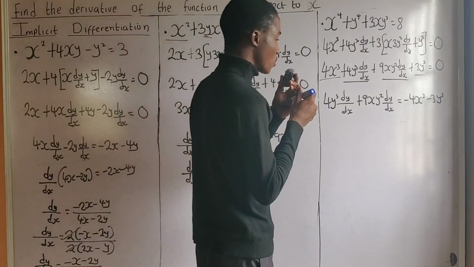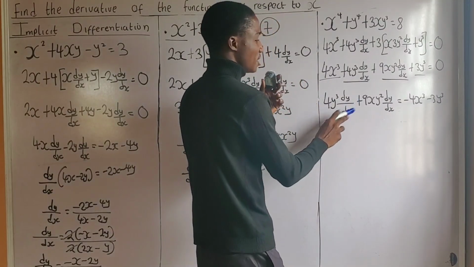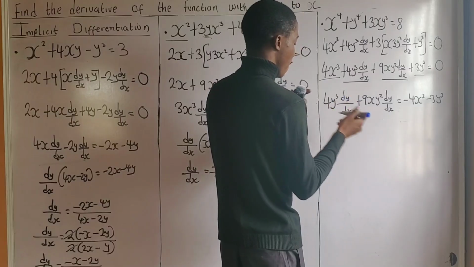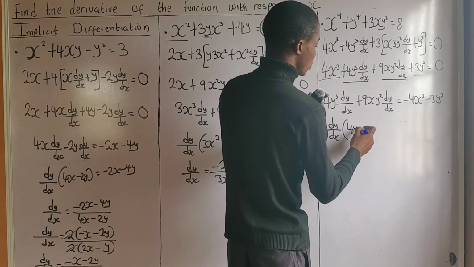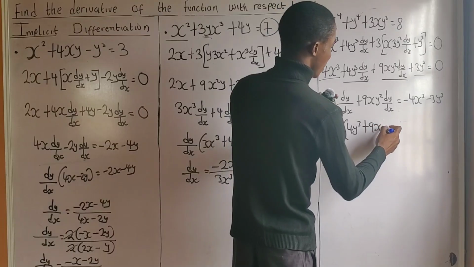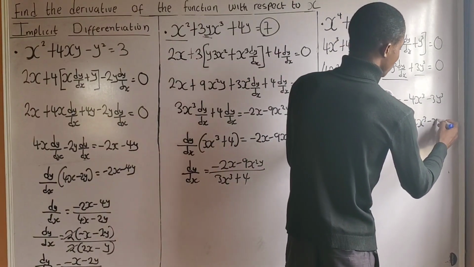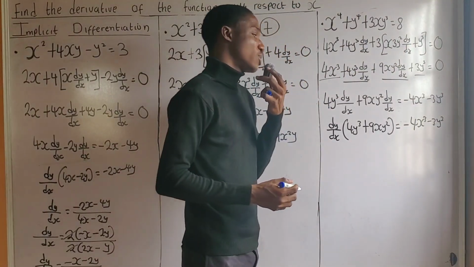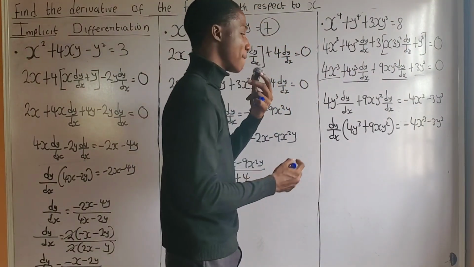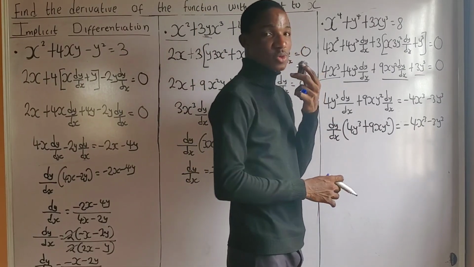The next step is that you have to factorize dy/dx, okay? You factorize the dy/dx. So I'm going to have dy over dx multiplied by 4y raised to the power 3 plus 9xy raised to the power 2 equals minus 4x to the power of 3 minus 3y raised to the power 3. Okay, to get the value of dy/dx, what do you do? You divide all through by 4y to the power of 3 plus 9xy raised to the power 2.